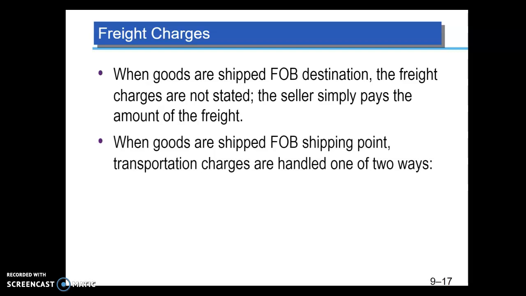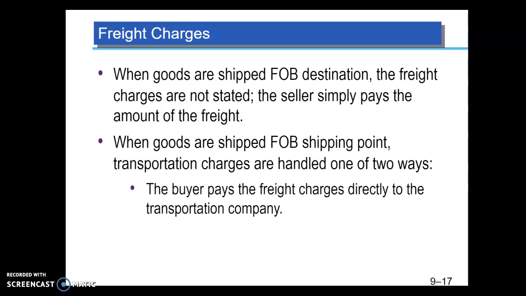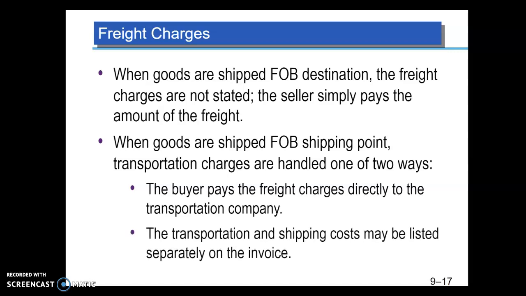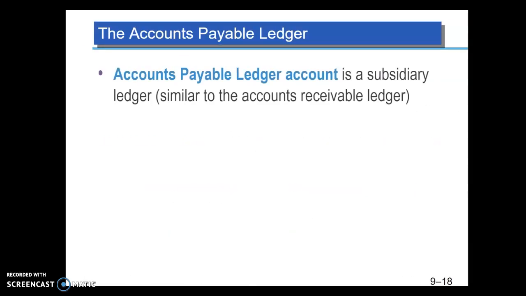So when goods are shipped FOB destination, the freight charges are not stated. They're just simply involved in the invoice. If you pay the shipping, then it's handled one of two different ways. You can either pay directly to the shipper, like the transportation company, or you may pay the person you bought it from, and it's listed separately on the invoice.